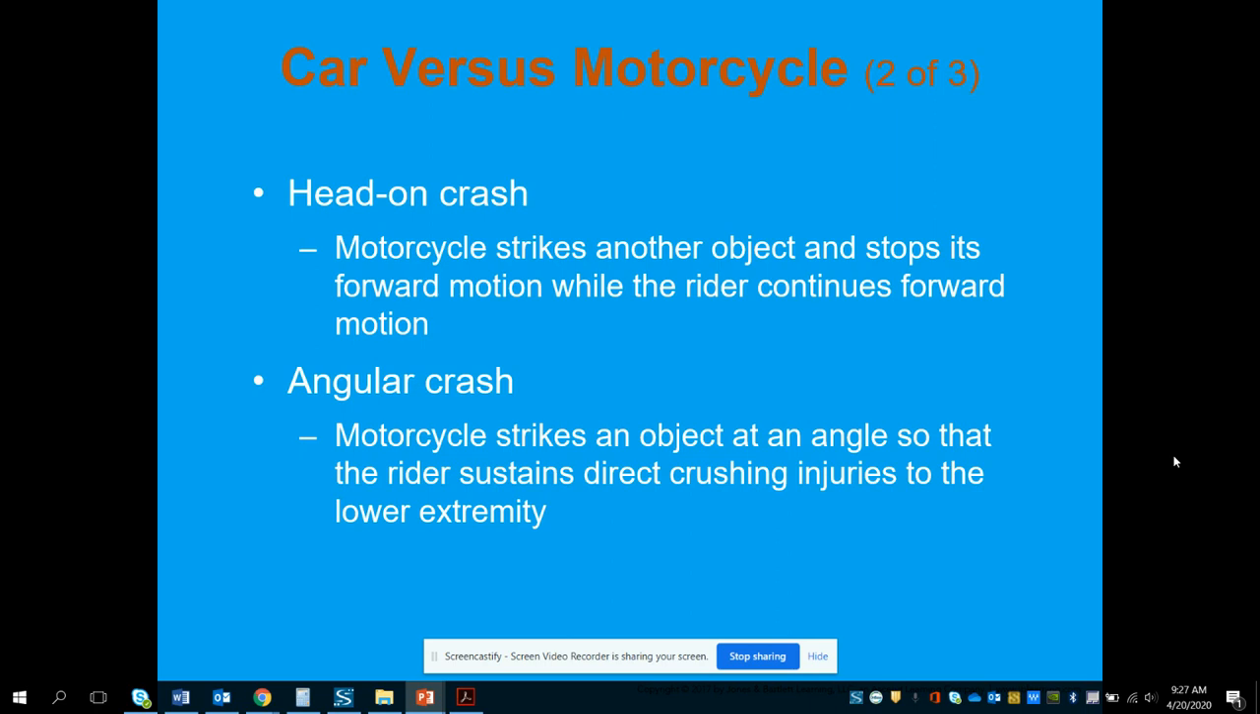So if you were going 80 miles an hour on your motorcycle and it comes to a stop on a fence or whatever is stopping it, now the passenger is going to be traveling at 80 miles an hour until it hits something to stop it. So that could be potential for a lot of damage.